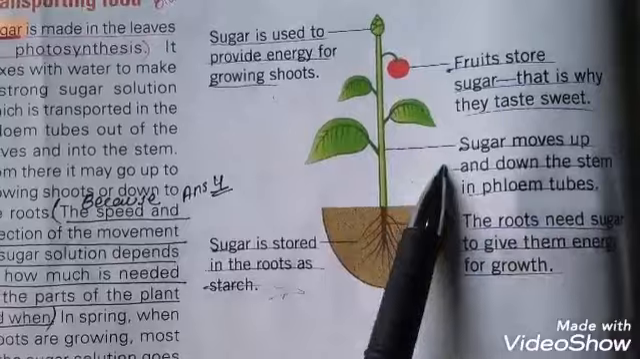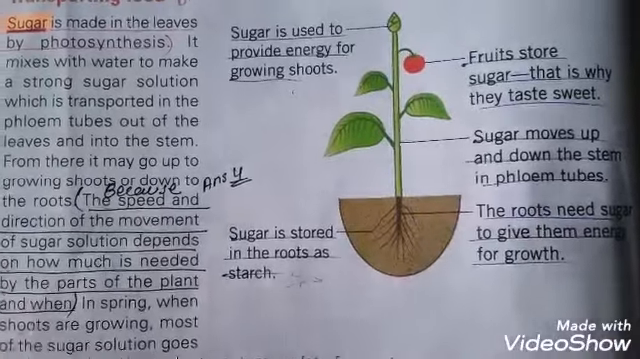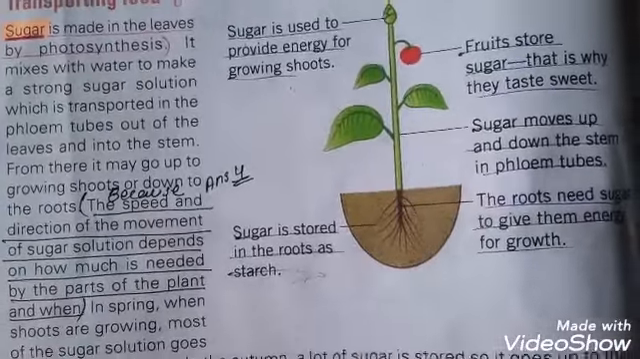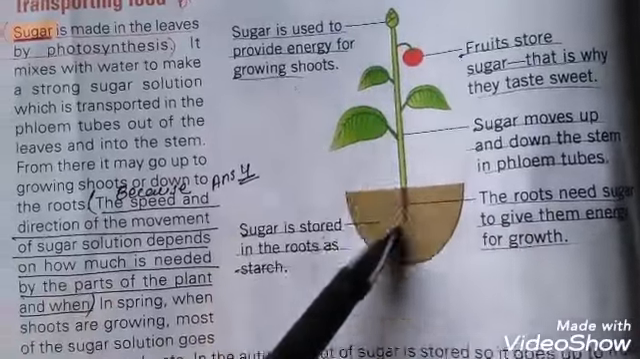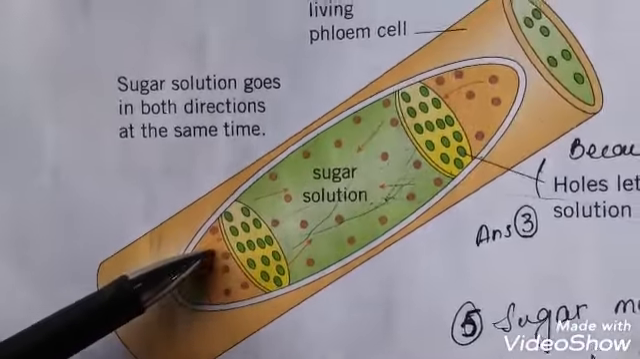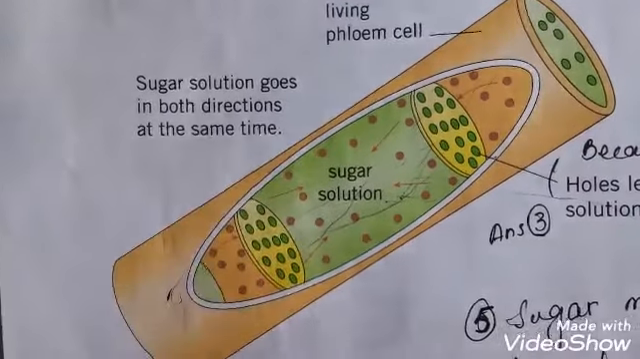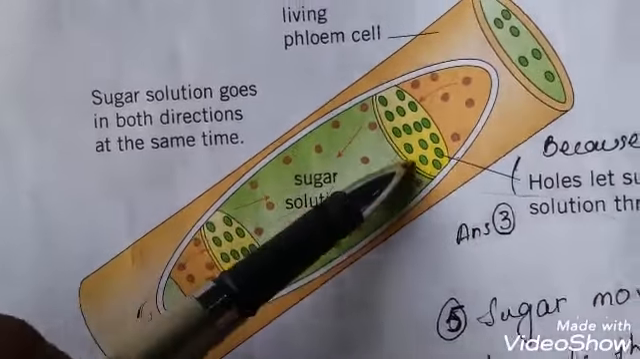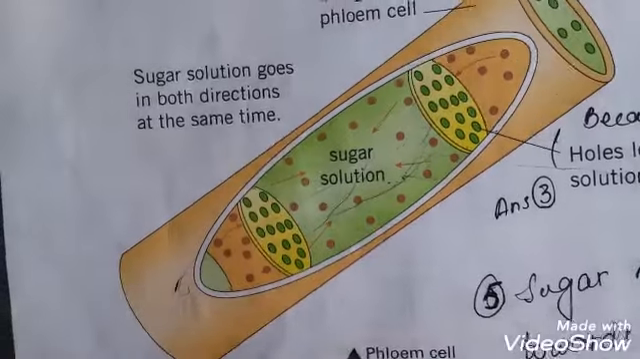It mixes with water to make a strong solution, that is sugar solution, which is transported in the phloem tubes that are present in the stem. Here is the internal structure of a phloem tube. From there it may go up to the ground shoots and down to the roots.